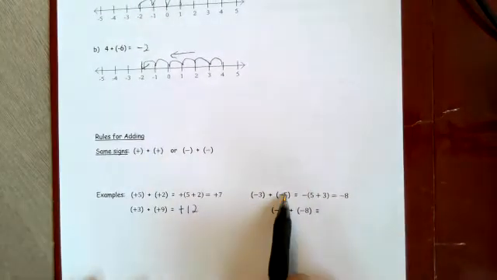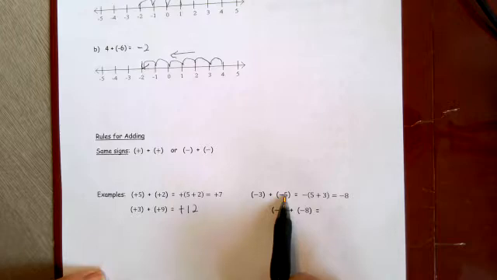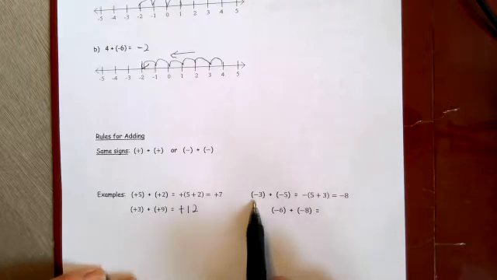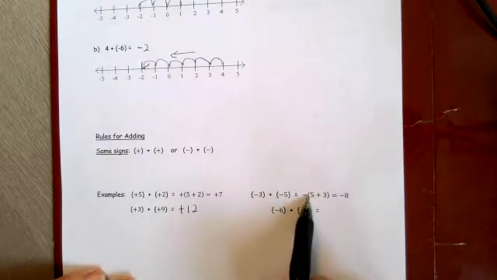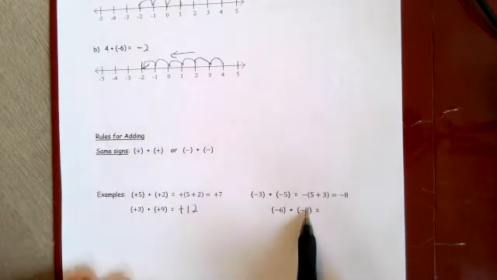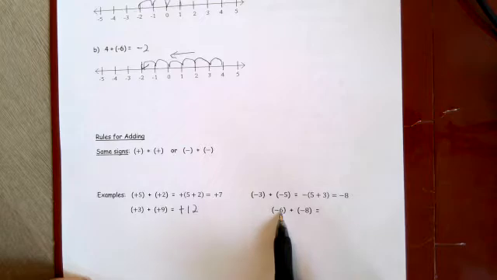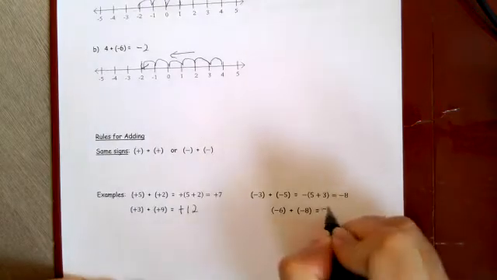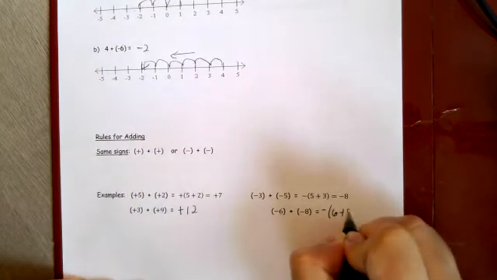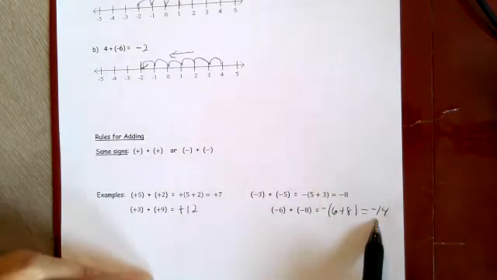Now, if I'm adding negatives and they are both negative, they're both going to the left. So I'm going to add up the digits and it stays negative. So 8, 9, 10, 11, 12, 13, 14. It'll be -14 because we combine them and it's the same sign.